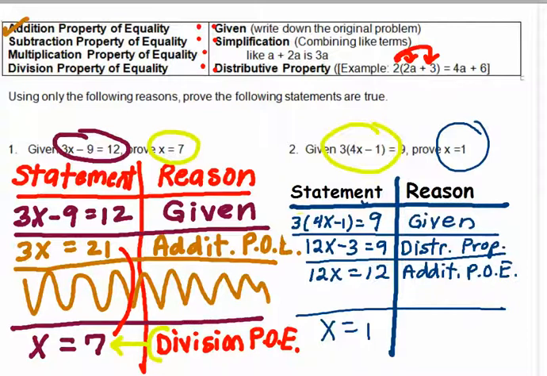Okay. And actually, I don't need the space here. To go from here, 12x equals 12 to x equals 1, we would divide both sides by 12. Since we're dividing, that's the division POE. Okay. So once you're starting to get a feel for how proofs work, let's go to the next one.